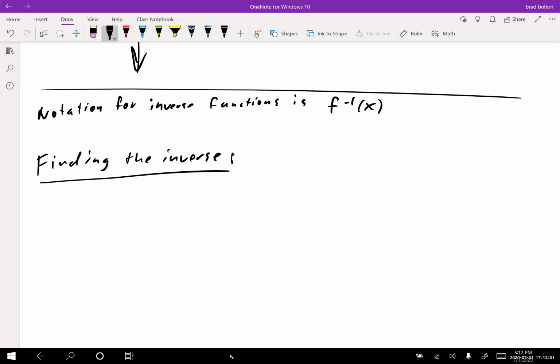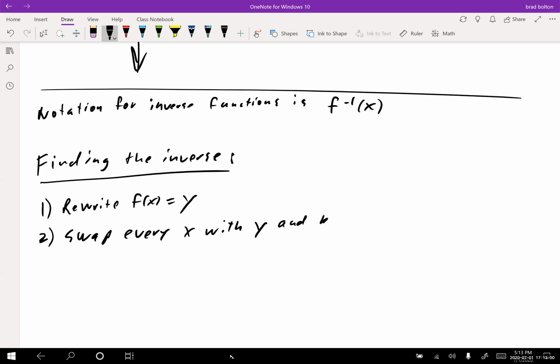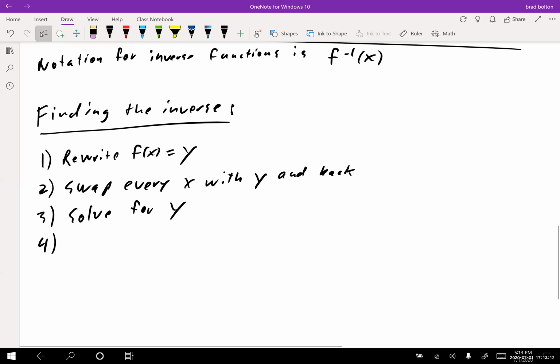So one of the things that you have to do, okay, is the first thing you have to do is rewrite f of x and set it equal to y. Second thing you do is you interchange, let's say swap, every x with y and back. Okay, then solve for y. Then the last thing we will do is we will then replace y with f inverse, okay? So this is kind of our technique that we're gonna use, okay?